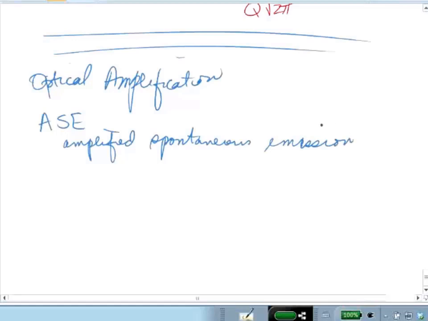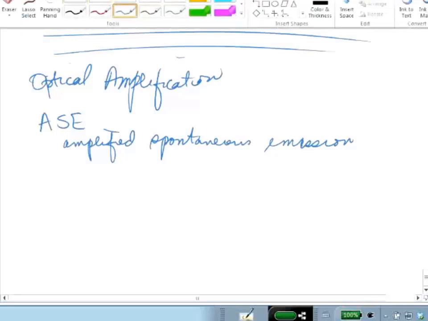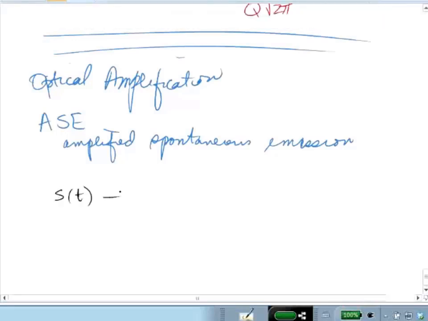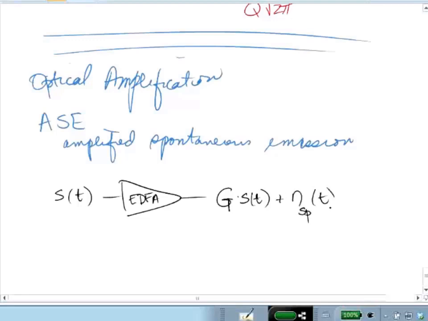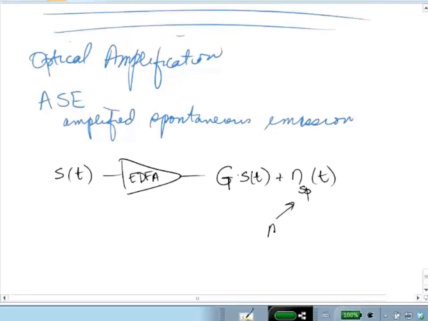So an optical signal which undergoes amplification sees a gain of G, and it has a noise process created so that the signal S goes in. We have some amplifier, let's say an EDFA. What comes out is something that is G, the gain, times the input signal, plus a noise process, an additive white Gaussian noise process. Very wide band.